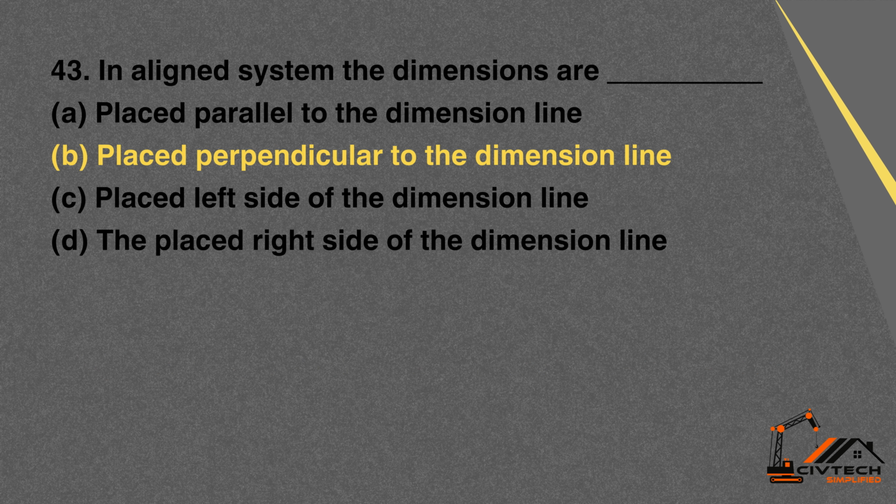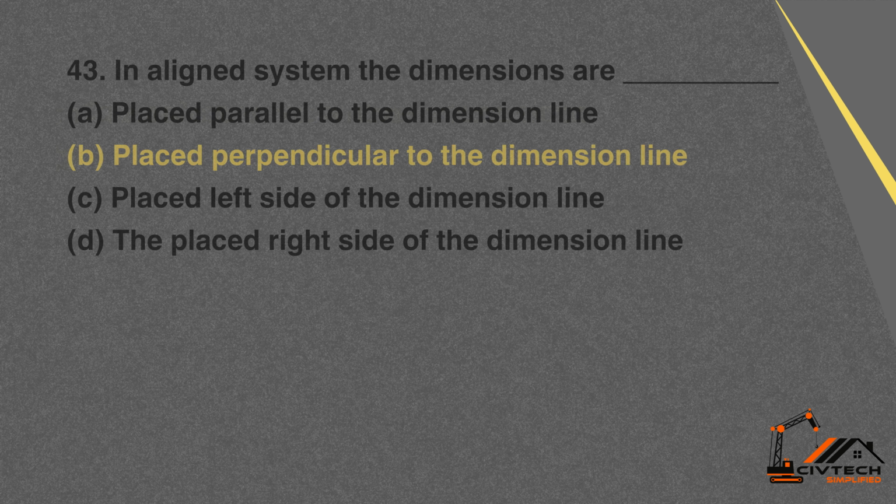43. In aligned system, the dimensions are placed. A. Parallel to the dimension line. B. Perpendicular to the dimension line. C. Left side of the dimension line. D. Right side of the dimension line. Correct option, B. Placed perpendicular to the dimension line.